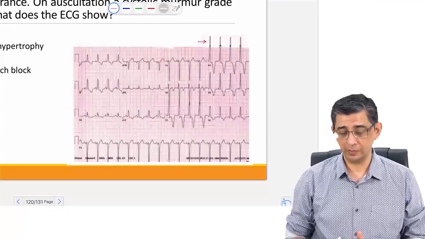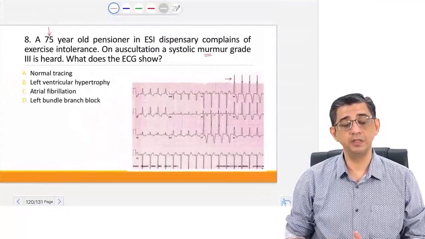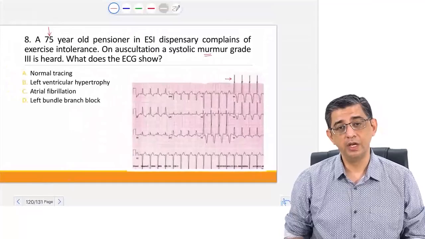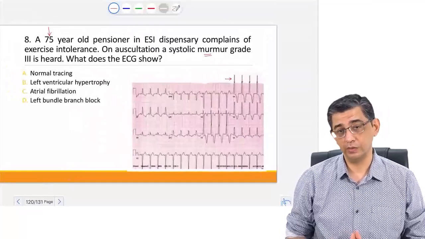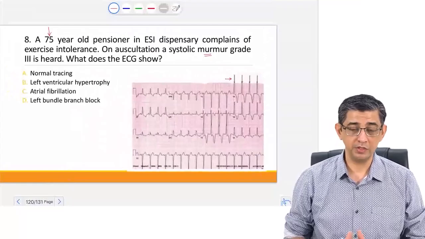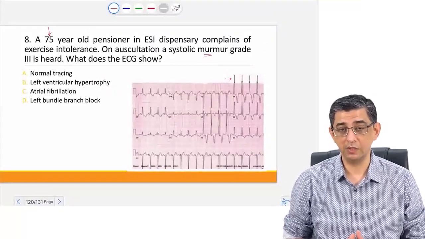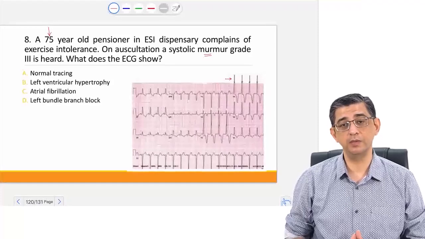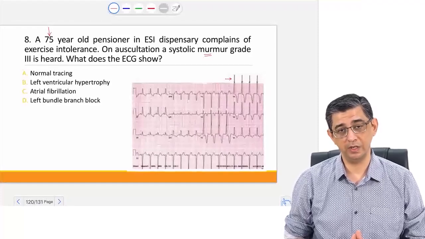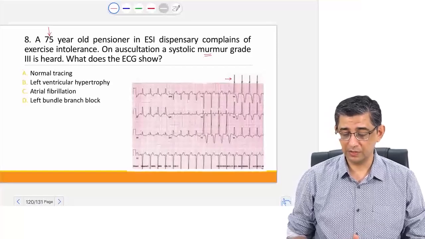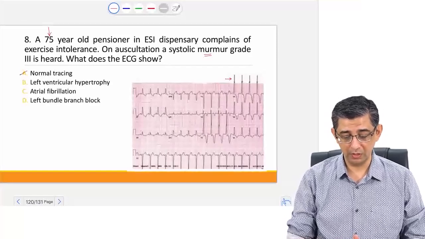So my first thought process, considering the age of the patient and a grade 3 systolic murmur, I am thinking in terms of valvular aortic stenosis. Well, aortic stenosis is not in the options, but one of the complications of aortic stenosis is very much in the options. That's going to be left ventricular hypertrophy. Now, obviously, this ECG is not normal, so we can rule it out.